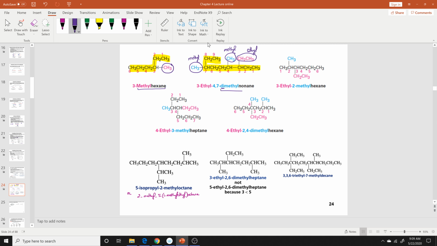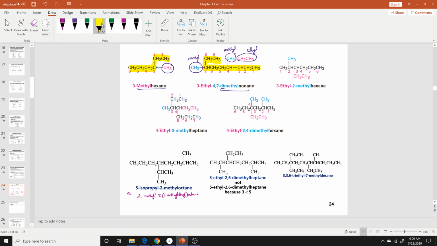There are no spaces between the substituent and the parent chain. Please practice how you write these names correctly, how you spell them correctly, okay? So let's do one more.